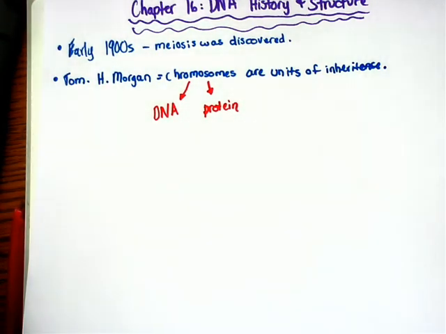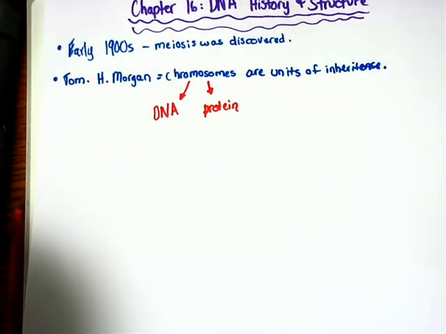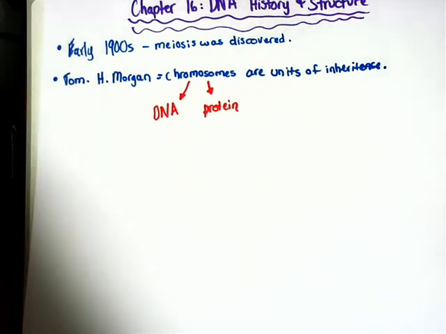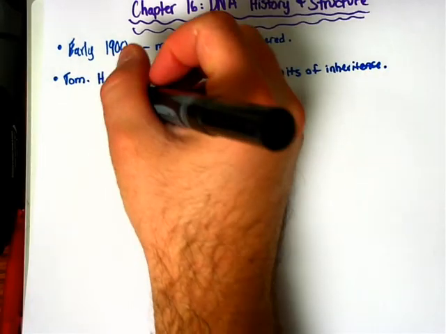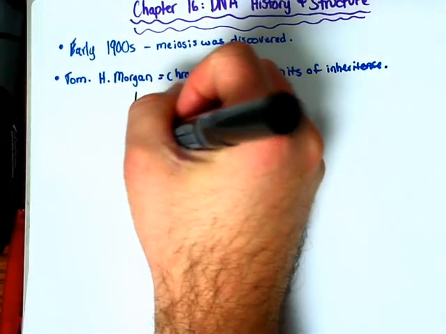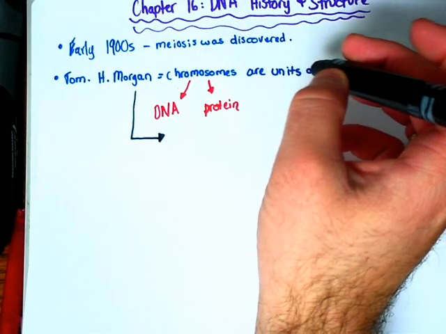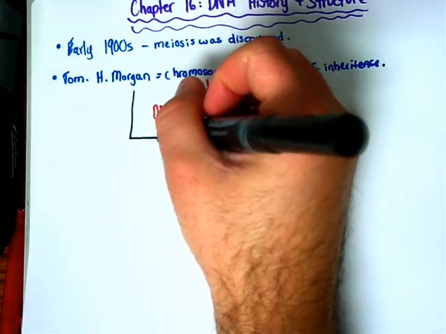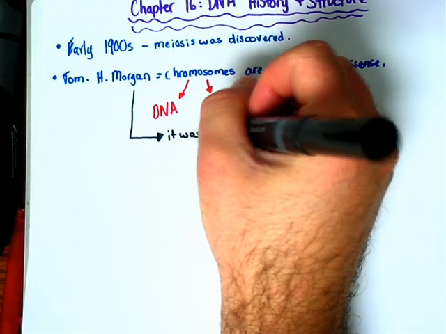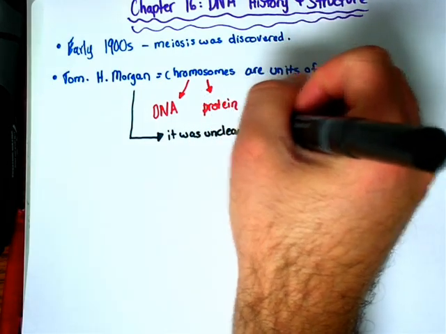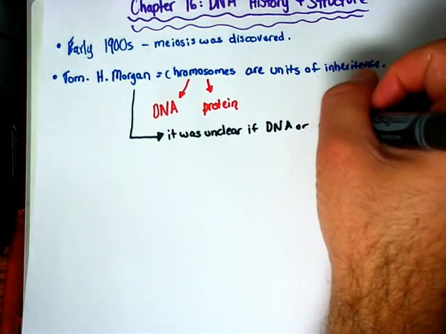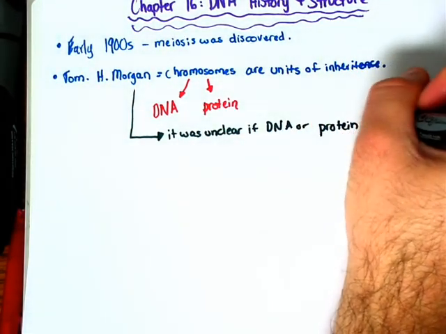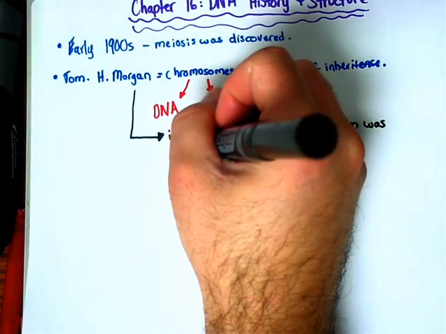So during this time, when scientists were saying, well, obviously it's the chromosomes that are the inherited material, which is a true statement, the idea of what is the molecule of inheritance was iffy or unknown. So at this time it was unclear if DNA or protein was the genetic material.